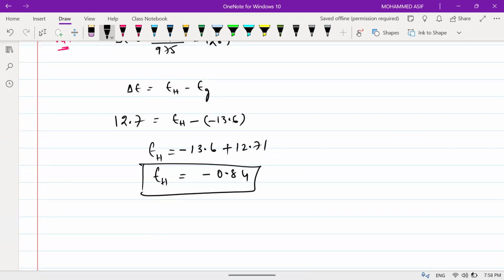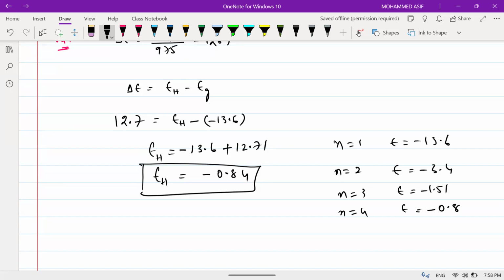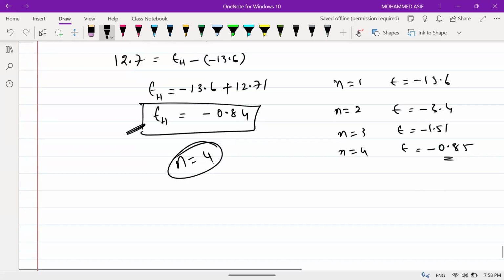Now tell me, minus 0.85 is the energy of which state, beta? N equals 1, what is the energy? Minus 13.6. N equals 2, energy is how much for me? Minus 3.4. N equals 3, energy will be minus 1.51. N equals 4, how much am I getting? Minus 0.85. So what will be the N value for this energy? N value will come out as 4. If the N value is 4, number of spectral lines, how do you calculate?